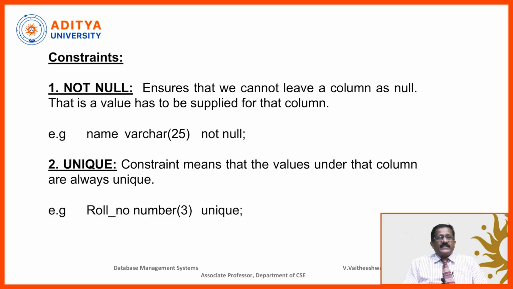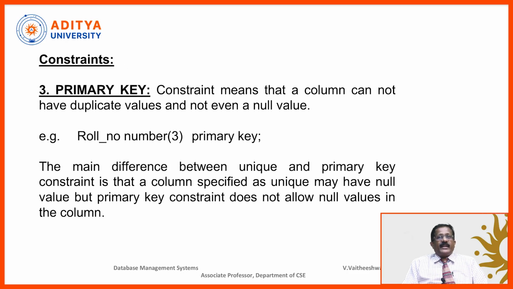Unique. The unique constraint means that the values under that column are always unique. Roll number number(3) unique. Primary key. Primary key means the column cannot have duplicate values or null values. Example, roll number number(3) primary key. The main difference between unique and primary key constraint is that a column specified as a unique key may have a null value, but the primary key constraint does not allow null values in that column.